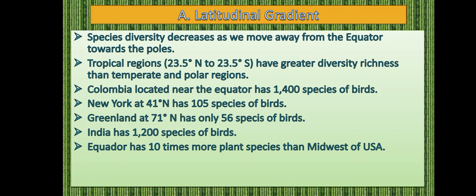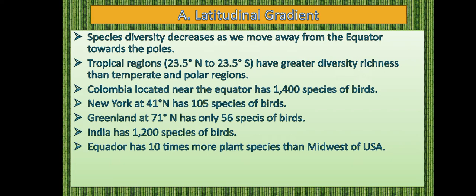Colombia, that is located near the equator, has 1400 species of birds, but New York, which is located at 41 degrees north, that means in temperate region, has only 105 species of birds. Greenland, that is situated near the pole at 71 degrees north, has only 56 species of birds, but India, which falls in a tropic region, has 1200 species of birds.